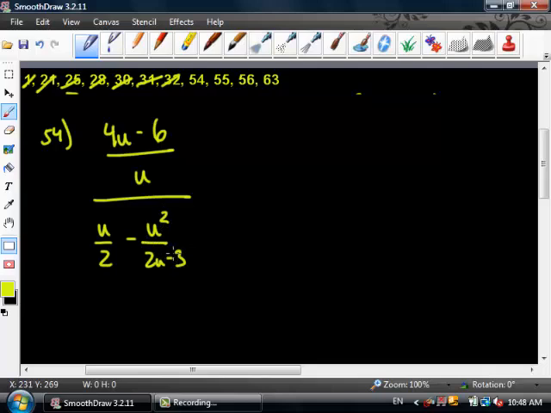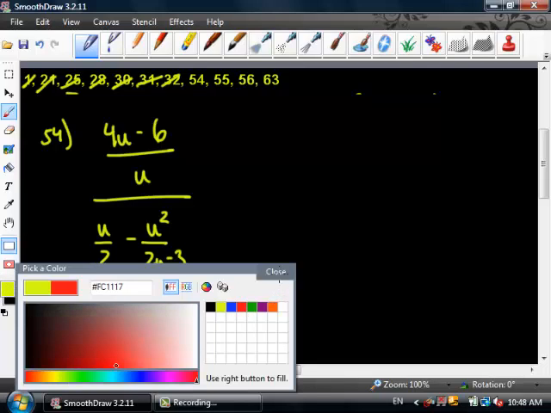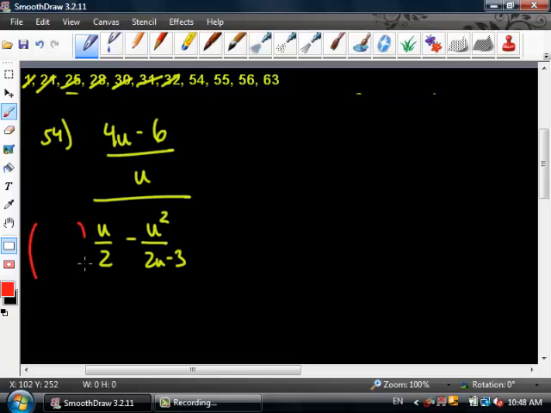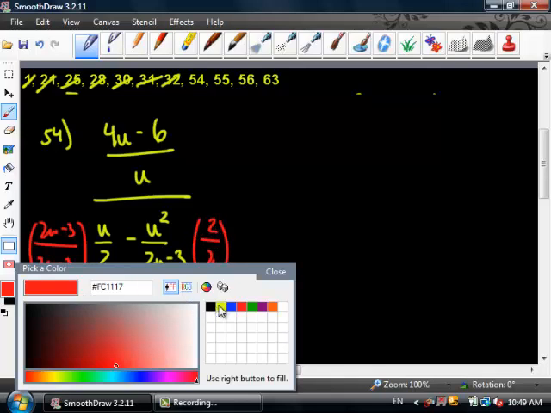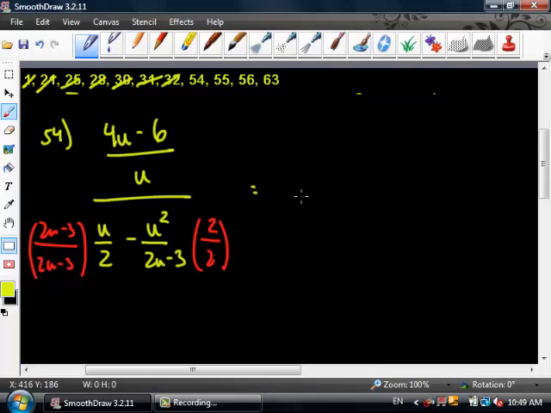Complex fractions. We need to find a common denominator on the bottom. So do not think very hard. What is the common denominator of this problem? Don't think. Taylor? 2 times 2u minus 3. Yeah, 2 times 2u minus 3. So we need to multiply each side by what's missing. So the left is missing a 2u minus 3, and then this is missing a 2. So let's go ahead and mess this up a little bit.